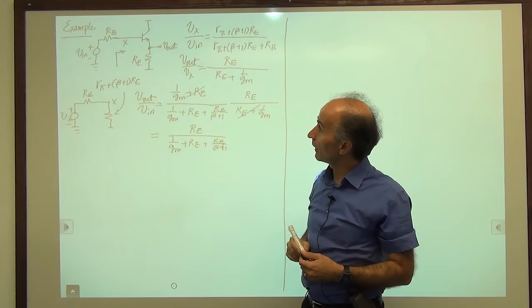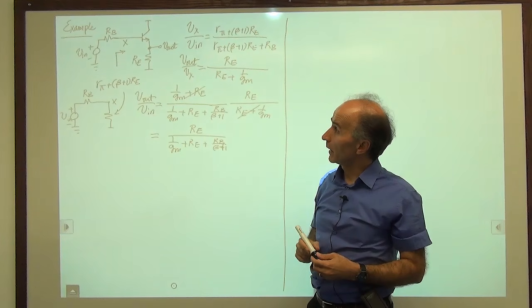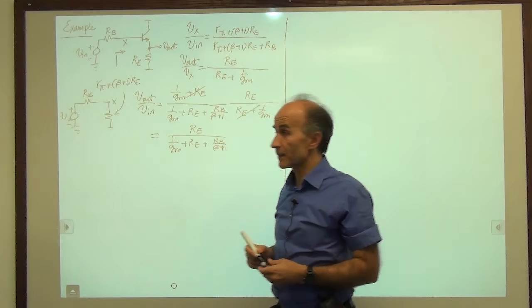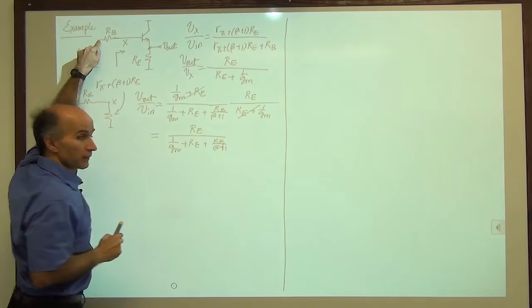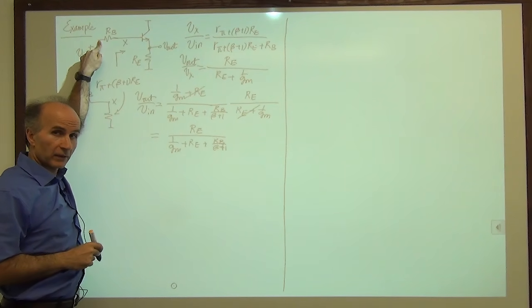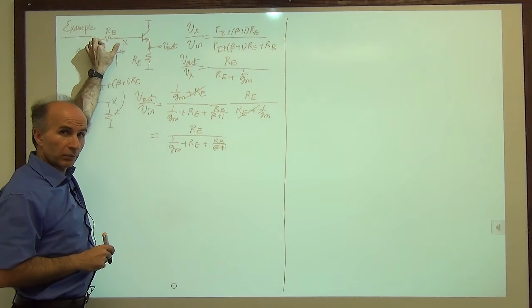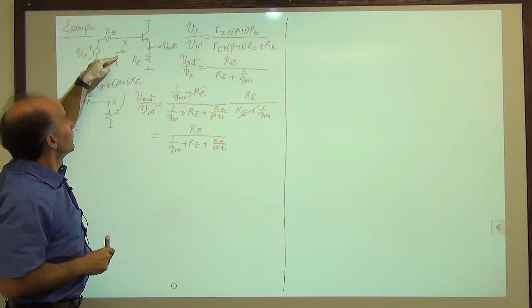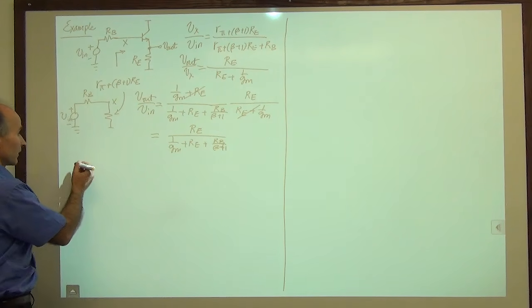Okay, we also need to find the input resistance. Input resistance meaning from here, that's the input of the box. That's not that hard. That's just this Rb plus this guy, right? But plus whatever we had here. So that's not that hard.